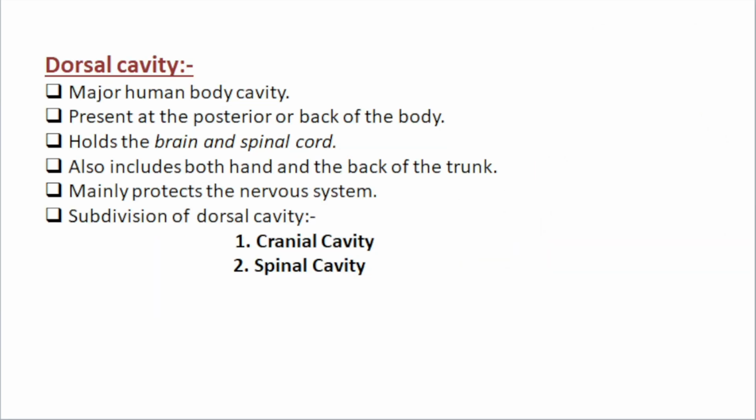So after completing the ventral cavity, start with the dorsal cavity. It is one of the major human body cavities that is present at the posterior or the back of the body, and it holds our brain and spinal cord. And this cavity also includes both hands and the back of the trunk. It mainly protects our nervous system, and it can be divided into two types. First cranial cavity and second spinal cavity.